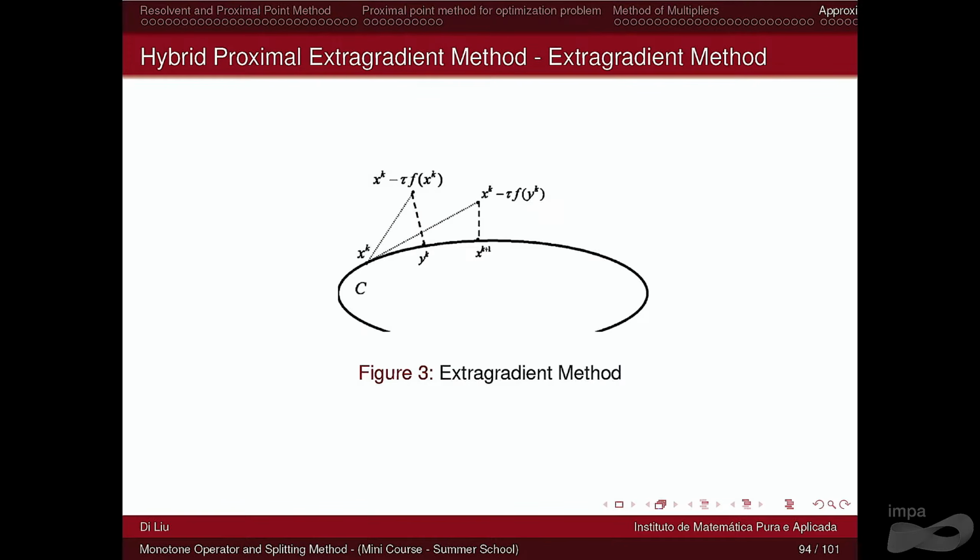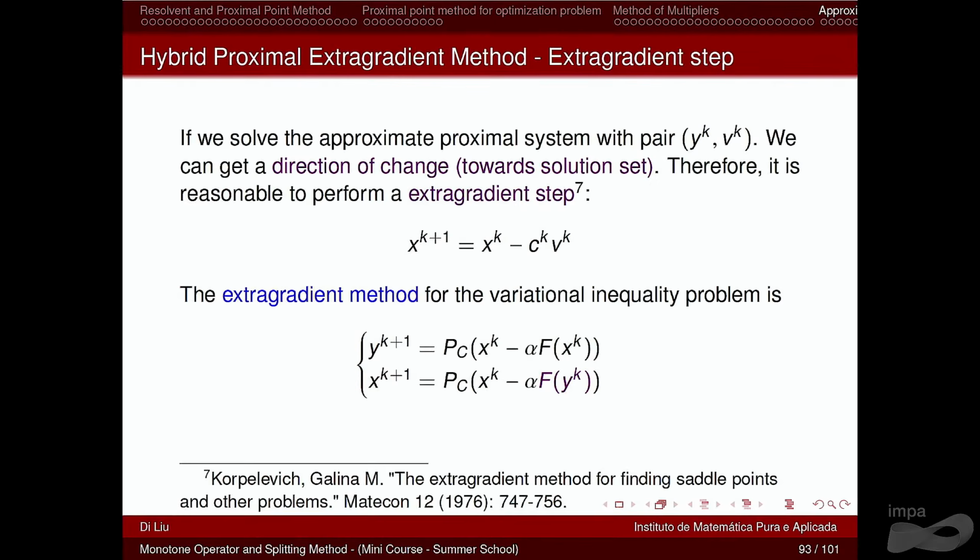Okay, this is the extra gradient method. It has two steps for solving the variational inequality. The first step is we take the xk and subtract alpha times the operator f, and then we take the projection to get yk. The second step is, instead of using xk here, we use yk. It's very similar.